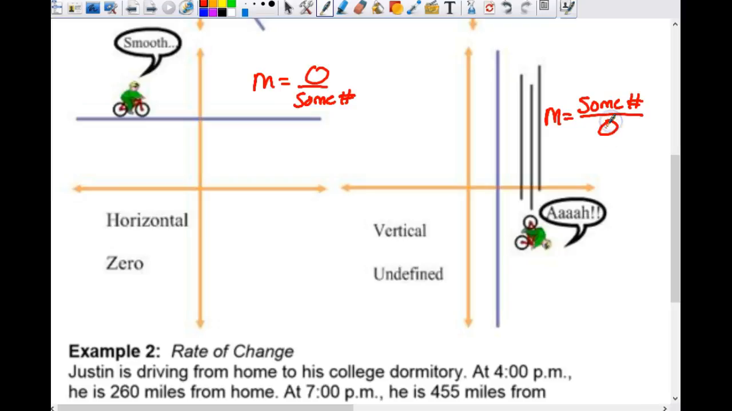Over 0. Okay? Because look at it. We have a y increasing or decreasing, but there's no change in x. So the change in x is 0. That's why the 0 is on the bottom here. This is the opposite. There's no change in y. That's why the 0 is on the top. So the slope for this is called 0. The slope for this one is actually called undefined.